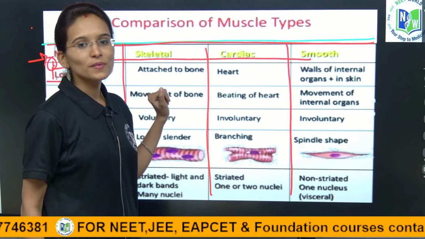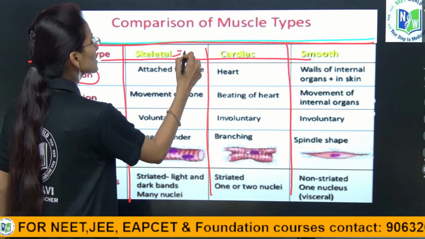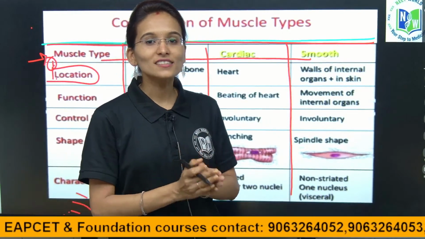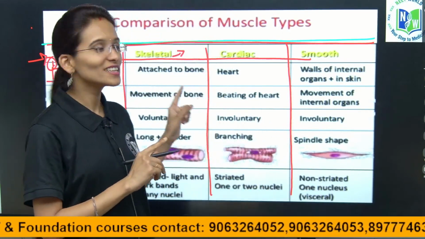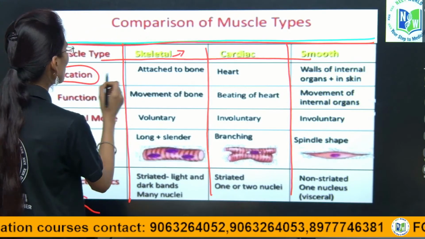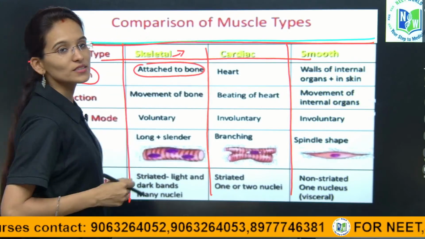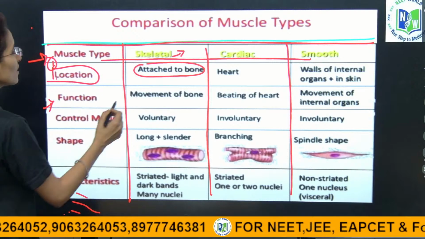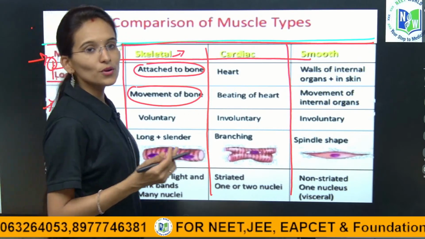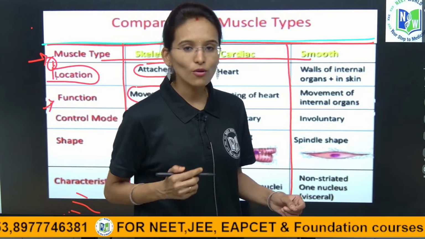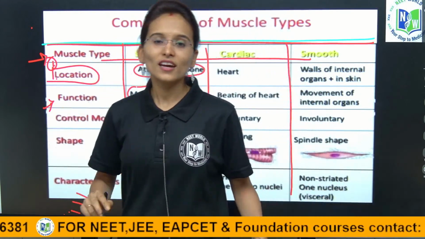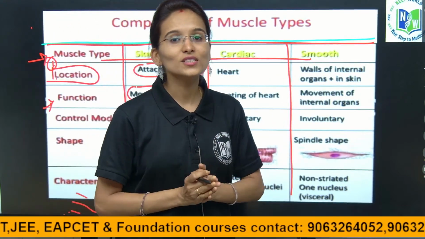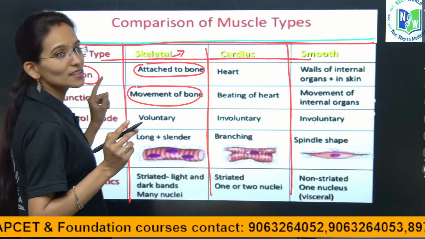So, the first type of muscle is skeletal muscle. Skeletal muscle attaches the muscles with the bone. Coming towards the location, skeletal muscle is attached to the bone. Coming towards the function, when it is present in the bone, it shows movements like walking, writing on the board, running, or moving our limbs and hands. These are all activities performed by the skeletal muscle.